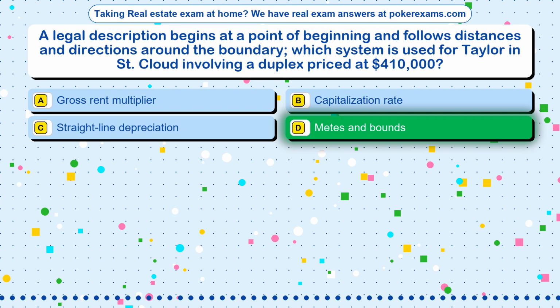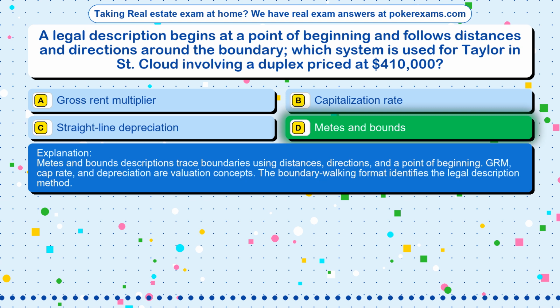The correct answer is option D, metes and bounds. Metes and bounds descriptions trace boundaries using distances, directions, and a point of beginning. GRM, cap rate, and depreciation are valuation concepts. The boundary walking format identifies the legal description method.